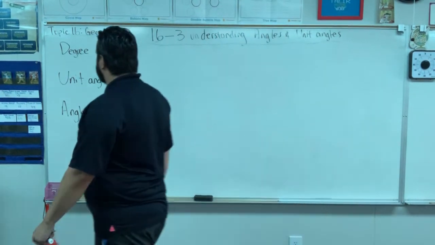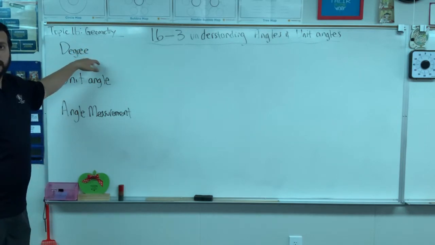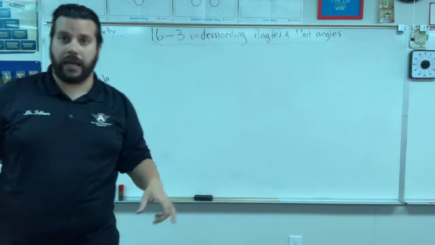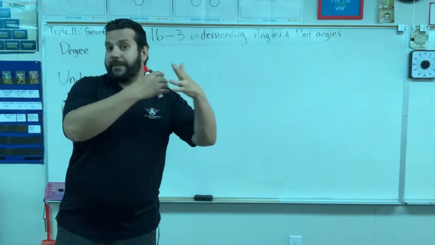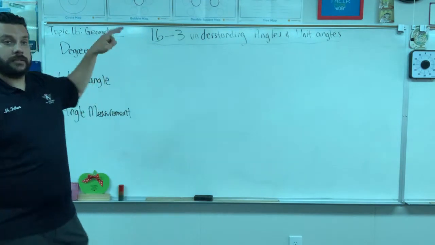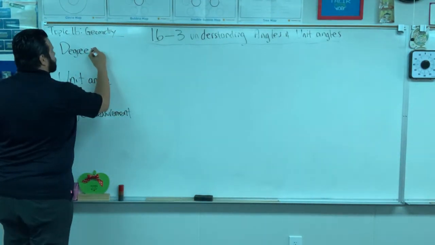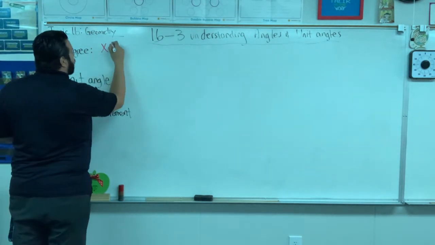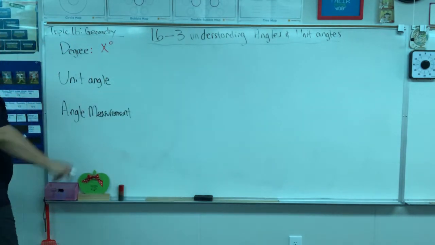The first of which is degree. This, according to the math magicians, is the unit in which we measure angles. It's based upon a circle, so this is the unit we measure with. Same thing with distance, you measure with meters, centimeters, kilometers. We're using degrees for our angles. And this is represented by a little circle, a little superscript.